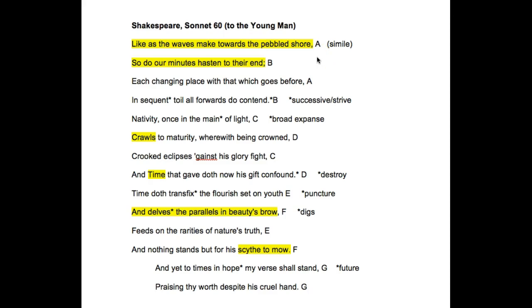Each changing place with that which goes before, in sequent toil all forwards do contend. Nativity once in the main of light crawls to maturity, wherewith being crowned, crooked eclipses 'gainst his glory fight, and time that gave doth now his gift confound.